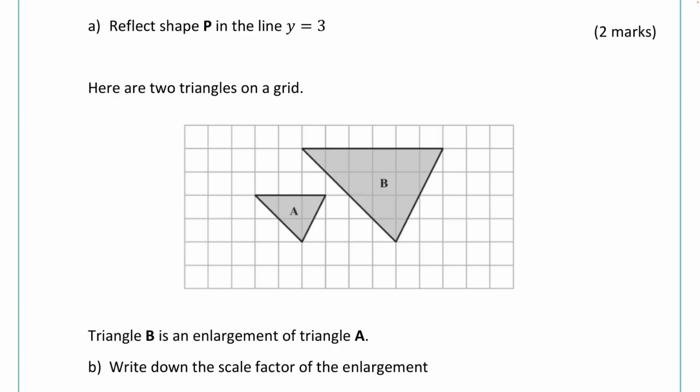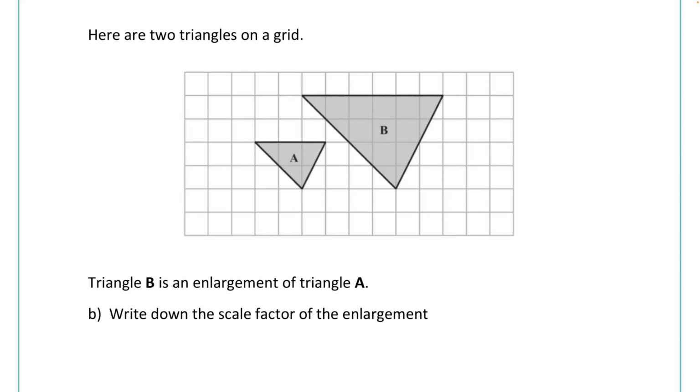The next part says here are two triangles on a grid. Triangle B is an enlargement of triangle A. Write down the scale factor of the enlargement. So I want to match up a similar side. Now I don't really want to look at these diagonal sides because they're quite difficult for me to count. I'd probably have to use a ruler. I want to look for a nice flat line that goes across these squares.